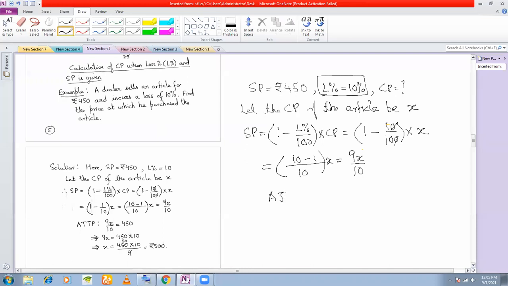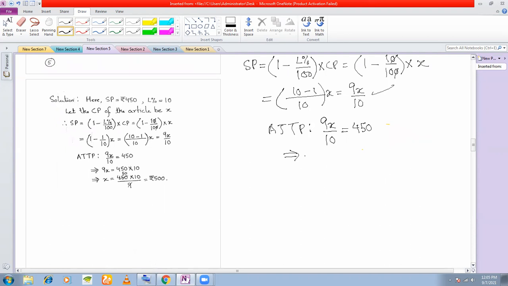Now, what is the selling price given here? If you see, the selling price is given here to be 450. So this one and this one are the same. So 9x by 10 must be equal to 450. And from here you can find out x by solving this equation. So cross multiply and solve. 9x is equal to 450 into 10, which is 4500. So you get x is equal to 450 into 10 divided by 9. Now you can cancel here, cancel 50 times. So you get x is equal to 500.